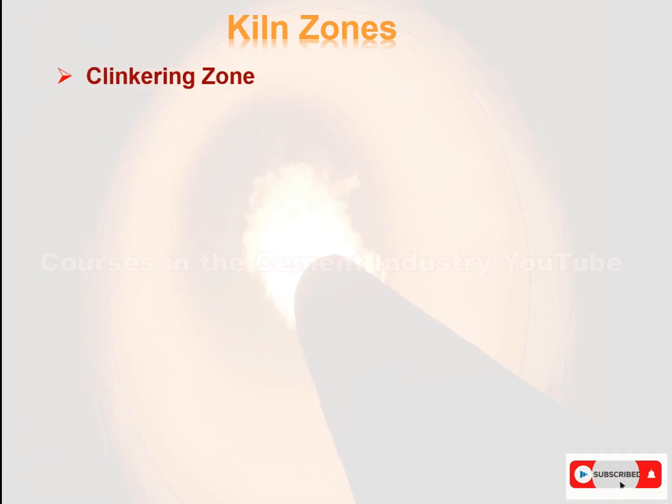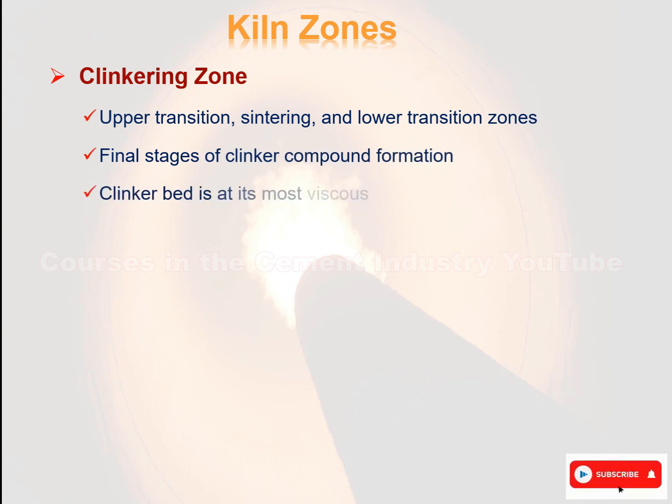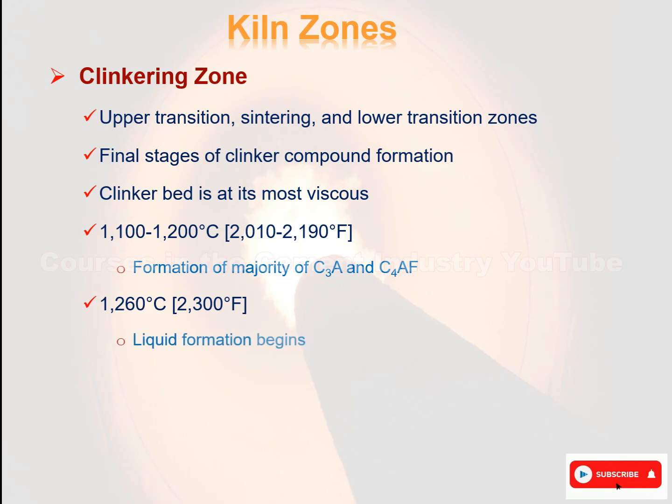Clinkering zone. Upper transition, sintering, and lower transition zones. Final stages of clinker compound formation. The clinker bed is at its most viscous. 1100 to 1200 degrees: formation of the majority of C3A and C4AF. 1260 degrees: liquid formation begins.